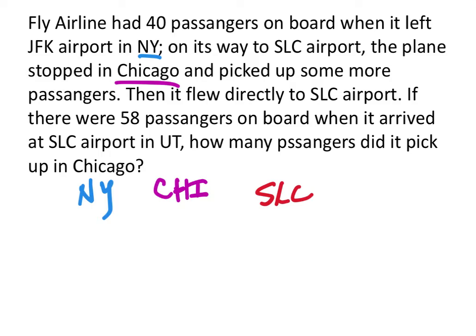Okay, so it says it had 40 passengers on board when it left New York. So that means when it started in New York, boom, you had 40 passengers right there. Now, it's going to pick up some passengers in Chicago, but I don't know what that value is. So I'm going to show it with a blank. And those passengers were added to the people that were already on board. So I'm going to show it as addition.